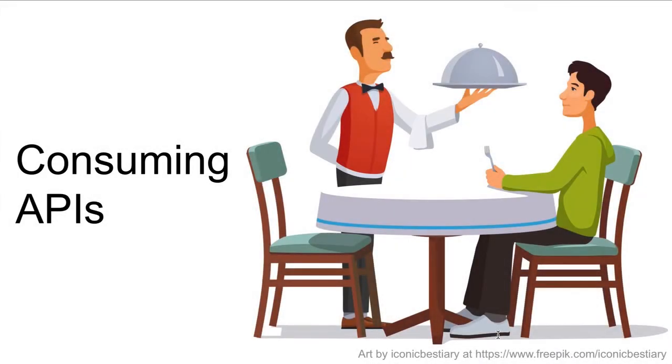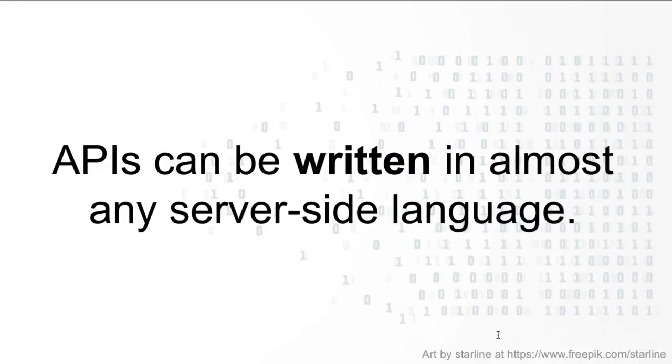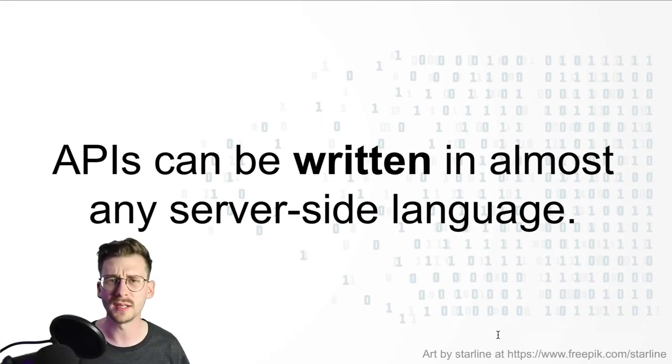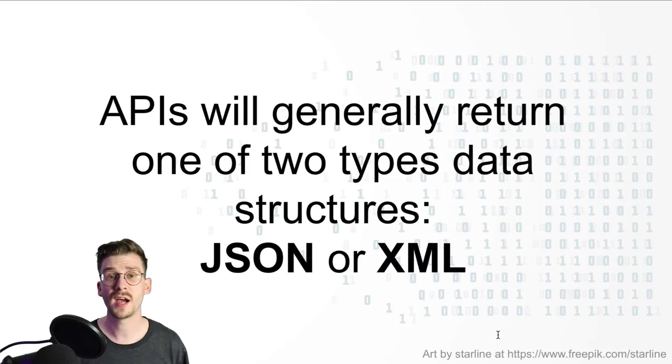Okay, let's take a look at consuming APIs. Now an API can be written in almost any server-side language. It doesn't really matter what the language is. It can be written in any language as long as that language can accept HTTP protocol requests. So GET, PUT, POST, PATCH, DELETE, anything like that. And APIs will generally return one of two data structures, either JSON or XML.